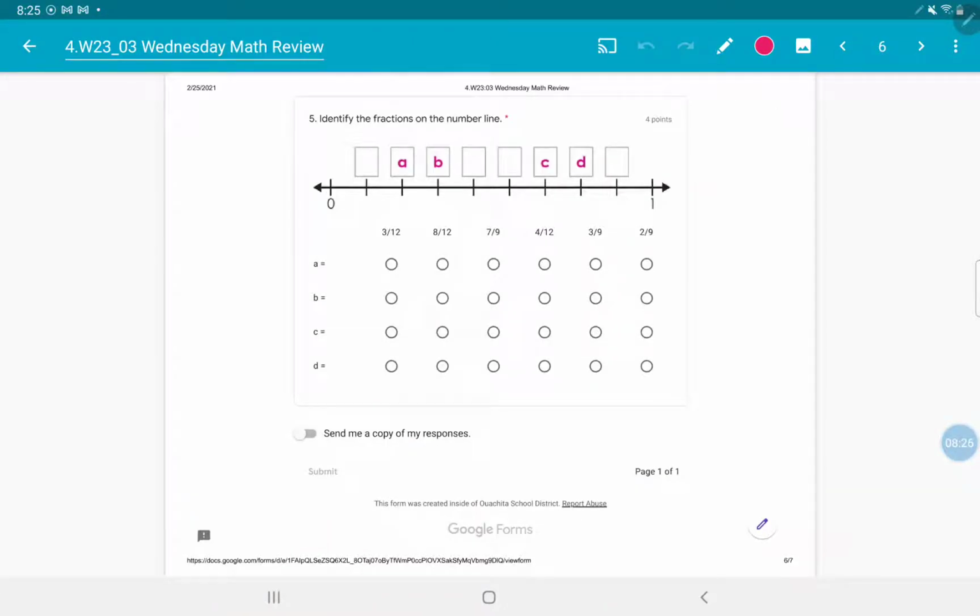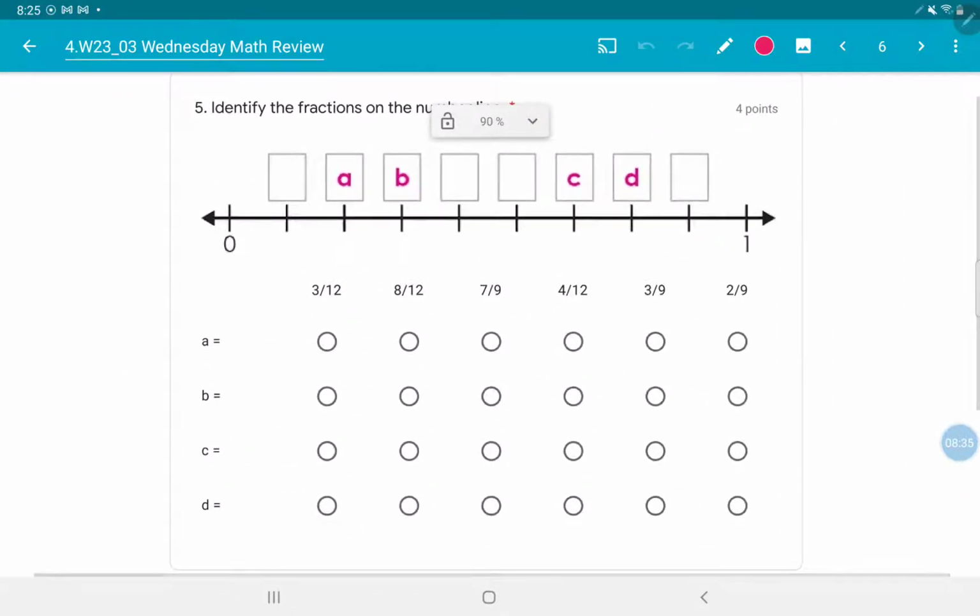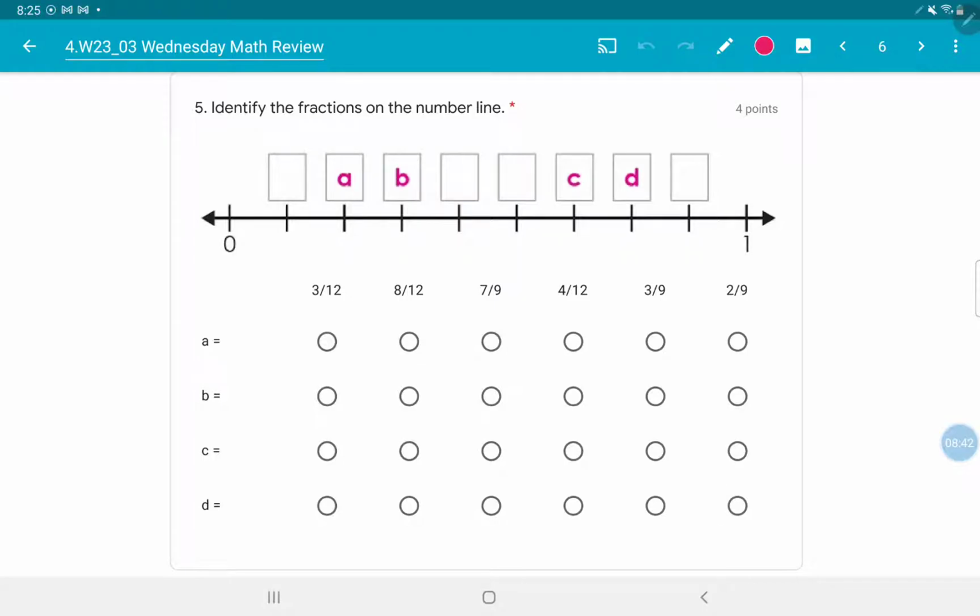All right, and then the last question that you had on Wednesday's Daily Math asks you to identify the fractions on the number line. So let's look at our number line. We have a number line between 0 and 1. So we need to know how many equal pieces there are in that one whole. Do you agree that that's one whole between 0 and 1? That's 1. Okay. So let's look and see how many equal size pieces there are.